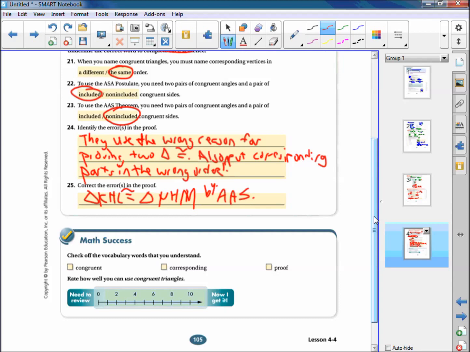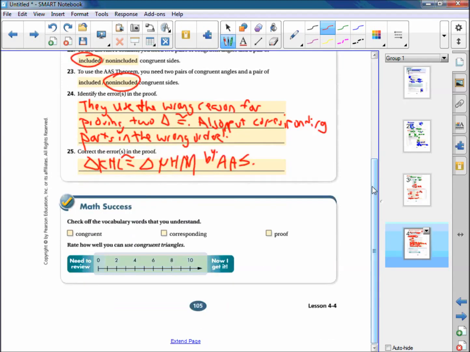All right, that concludes our notes for today. Check off the vocabulary words that you understand. By now you should be really good with congruent, corresponding parts, and proofs. We've been working on proofs for a while, and if you are not there yet, you really need to start getting there because our test is not too far off. I will see you in class next time, and we'll practice more with thinking about how if triangles are congruent, then their corresponding parts are also congruent.